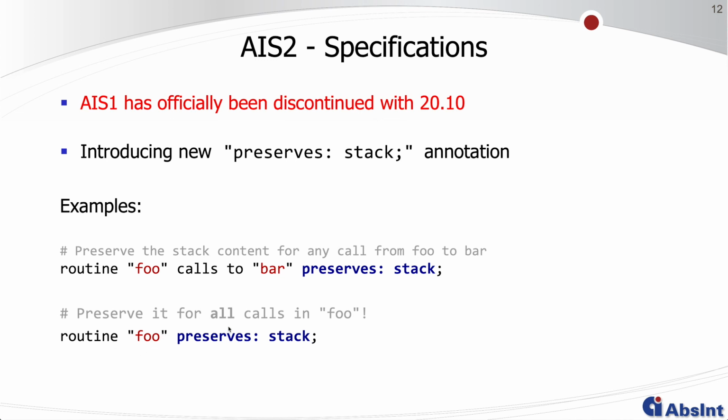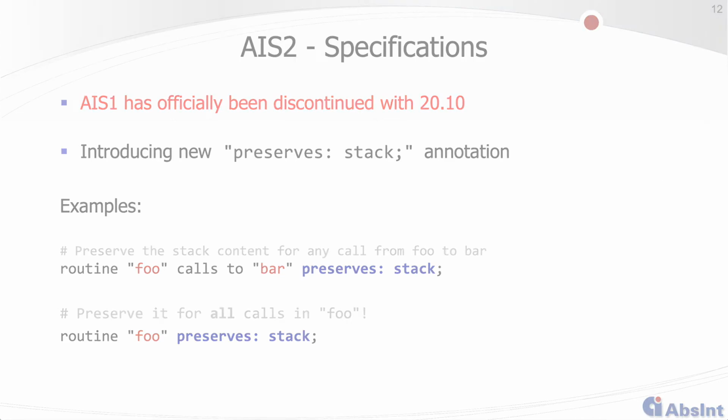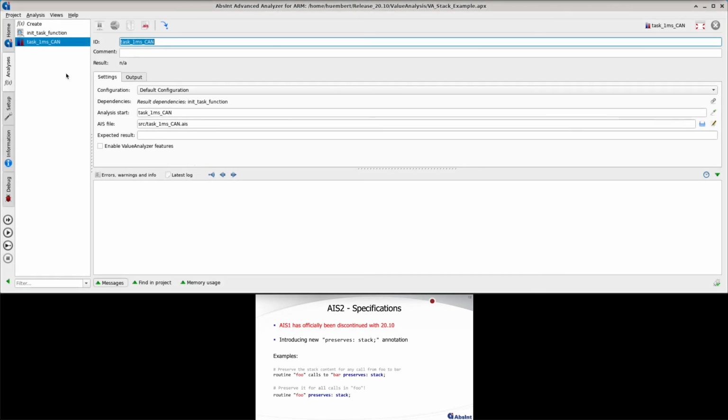That means that all calls inside of foo, even if there are more function calls, will preserve the stack area. And this will lead in general to more precise value analysis information. Let's have a look at a small example. For that, I'd like to resume that small example from the value analyzer section. Remember, that was our 1 millisecond task and our initializer.